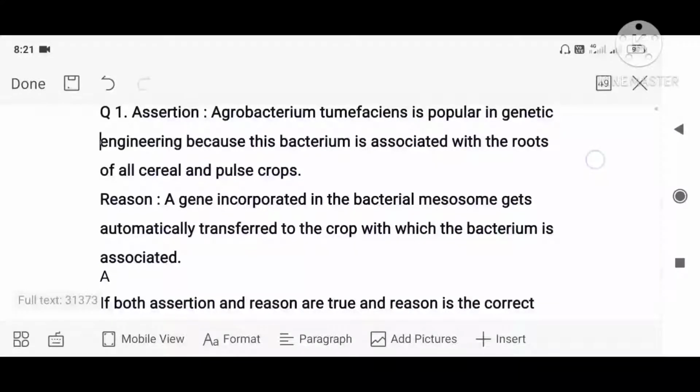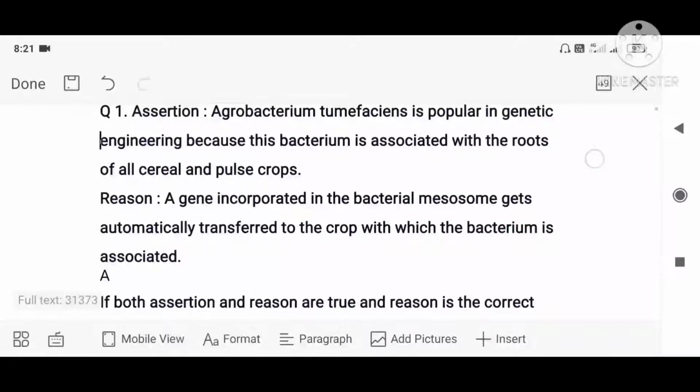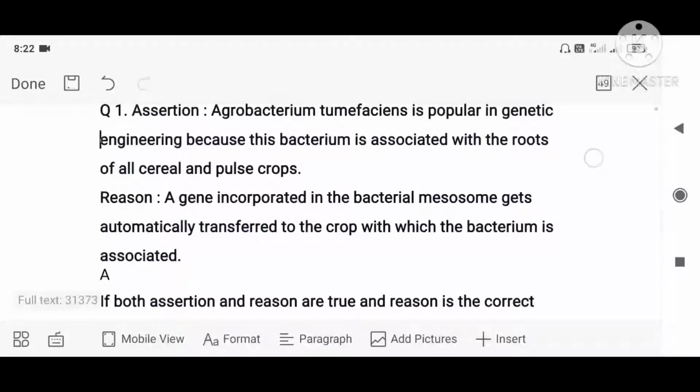Agrobacterium tumefaciens is popular in genetic engineering because this bacterium is associated with the roots of all cereal and pulse crops. That is the assertion. They give one statement, and after giving the statement they justify it with a reason. The reason is that a gene incorporated in the bacterial mesosome gets automatically transferred to the crop with which the bacterium is associated. You can look into it, isn't it?